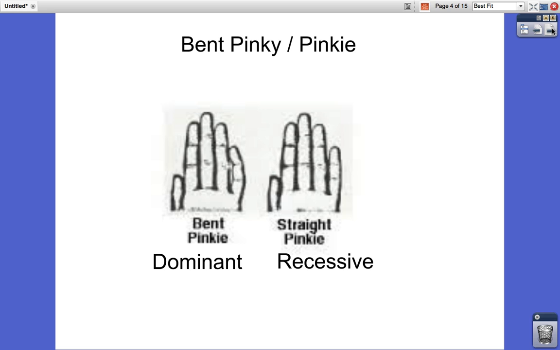Let's look at the first trait. The first one we'll be looking at is bent pinky, which is exactly what it says. If you hold your hand out flat, does your pinky bend towards your ring finger? If it does, you show the dominant trait. And under phenotype on your paper, you will write bent pinky. If not, you will write straight pinky.